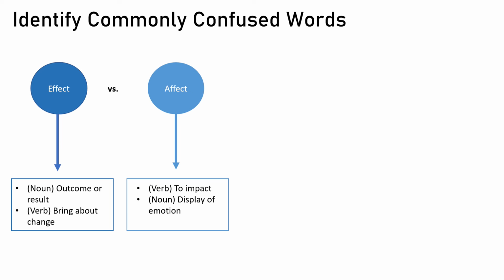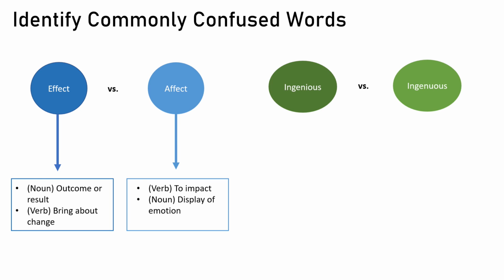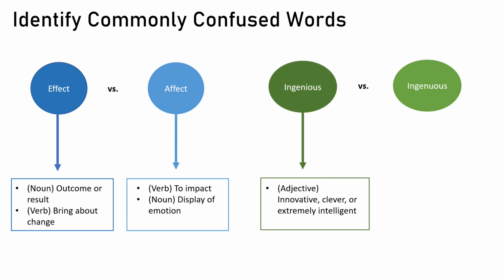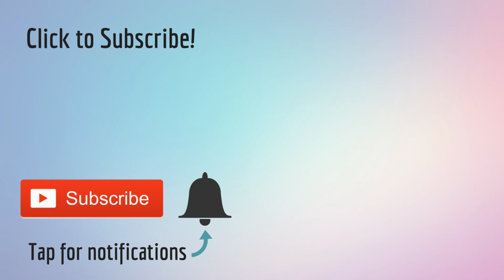They have different definitions, but knowing all of those different definitions can really help you use them in the correct context in your writing. Here's another example of two commonly confused words, and those are ingenious and ingenuous. The word ingenious is an adjective that means innovative, clever, or extremely intelligent, whereas ingenuous means naive or innocent, and that's also an adjective.